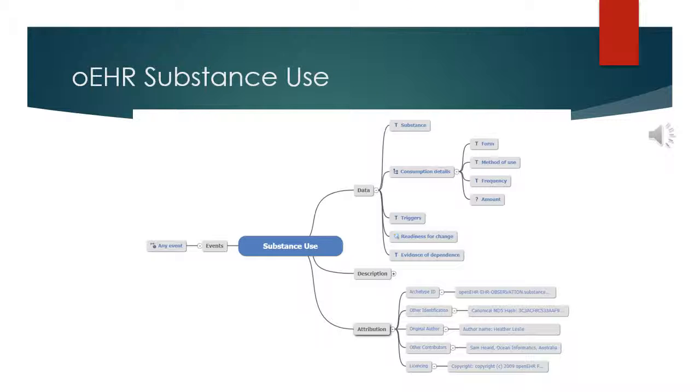This is the mind map that the Open EHR uses. Broken down into two nodes, event and data, substance use can be related to any event, and the data involved is the substance itself, the consumption details, like how it's used. This could be smoking, injecting, drinking, etc. How often it's used and how much is used. We can also capture the client's triggers, readiness for change, and the client's dependency on the substance.